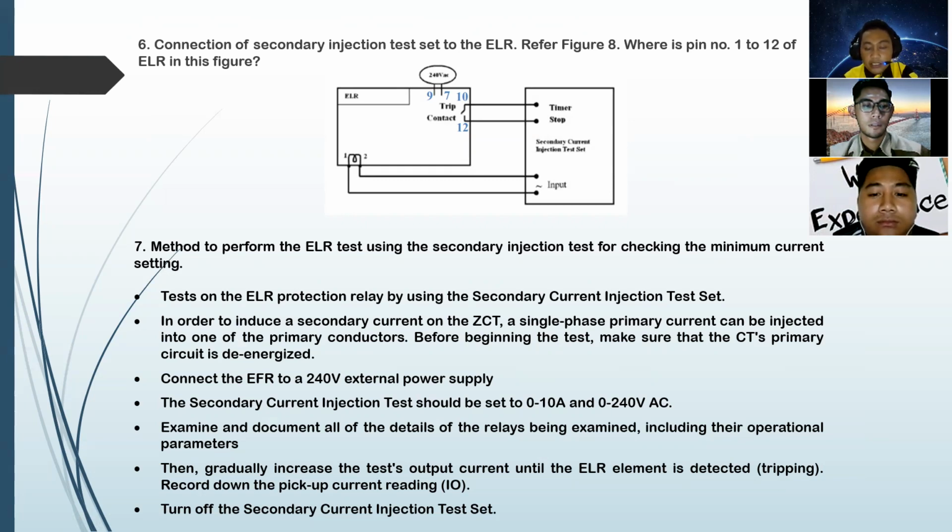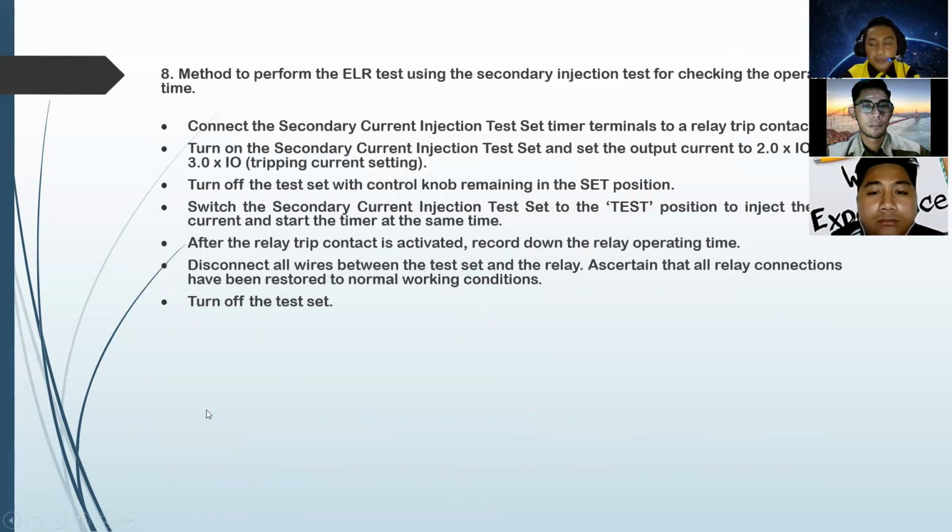Then gradually increase the test output current until the ELR element is detected, which is tripping. Record down the pickup current, I delta n. The last one is to turn off the secondary current injection test set. Okay, that's all from me. I will continue with number 8.